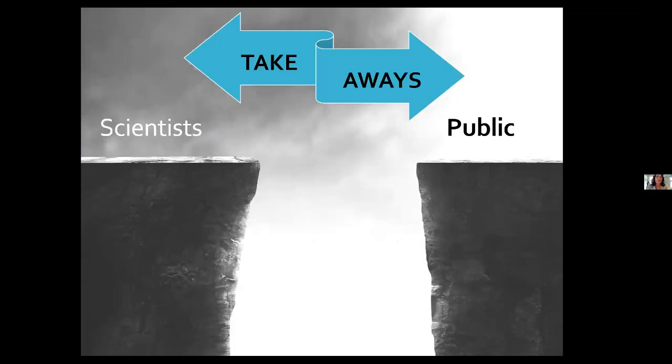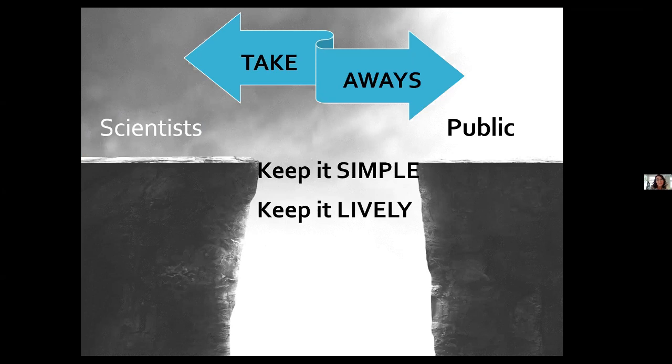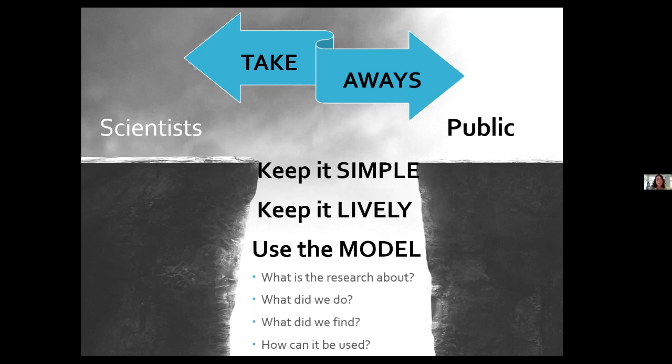So, 3 takeaways about clear language writing that I'm hoping you are going to walk away with today. Keep it simple, keep it lively, and use the model that we were talking about, which is the 4 sections of the lay summary. What is the research about? What did we do? What did we find? And how can it be used?